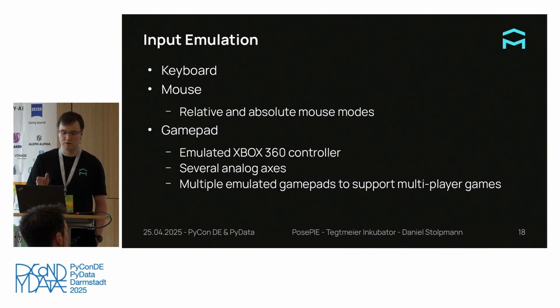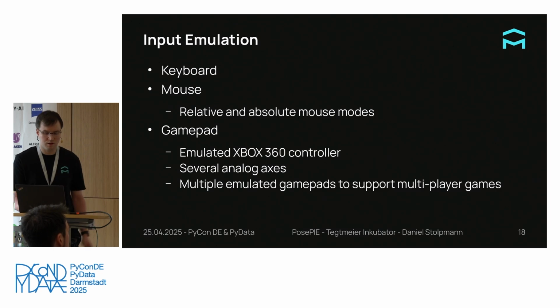So the mouse is somewhere on the screen, and then you can set an offset on how much you want to move it. And the absolute mode is more like a touch screen, so you can directly set where on the screen you want to set the mouse, and then you can also trigger a click event.